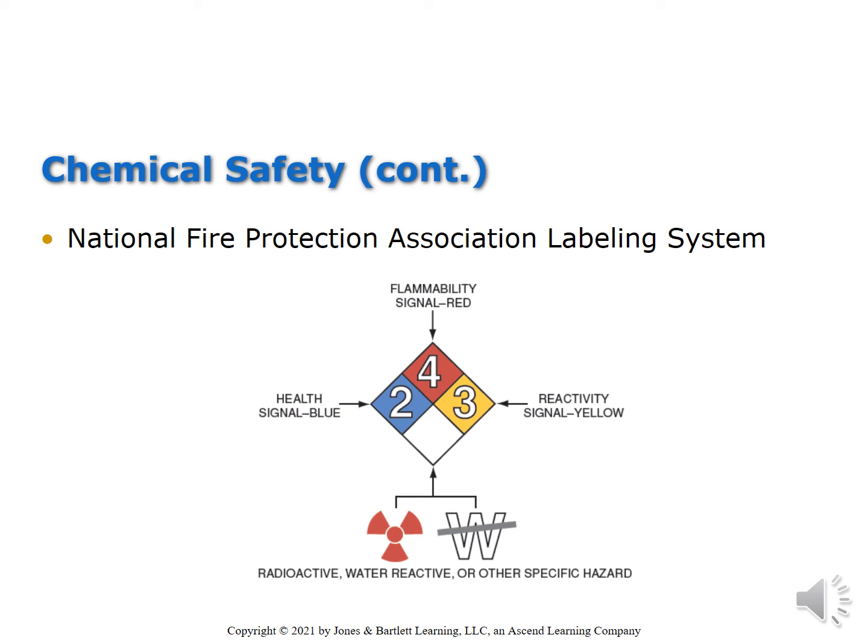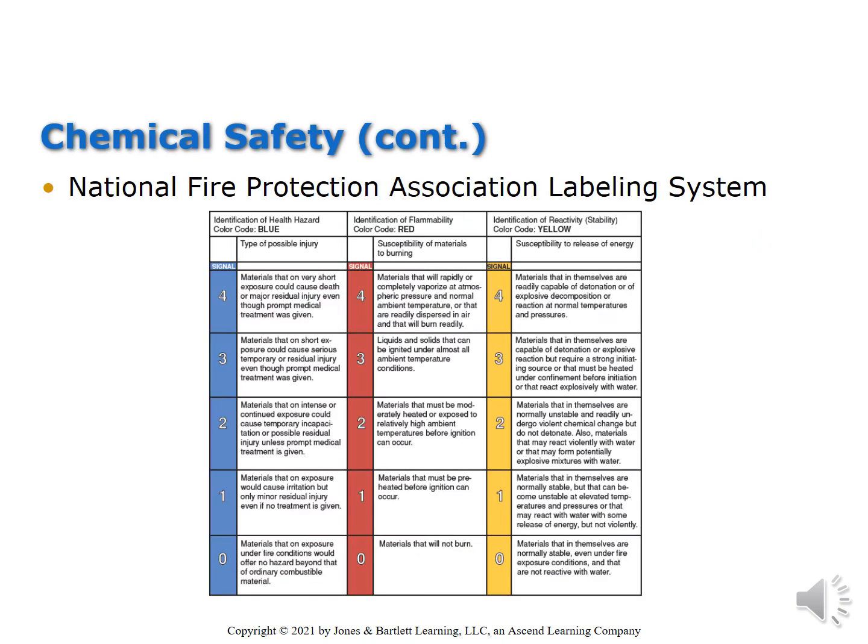Health hazards are indicated in the blue diamond on the left. The level of the fire hazard is indicated in the red diamond. Stability or reactivity hazards are indicated in the yellow diamond on the right, and other specific hazards are indicated in the white diamond on the bottom. The colored diamonds contain a number that rates the degree of hazard from 0, which is no hazard, to 4, which is severe.